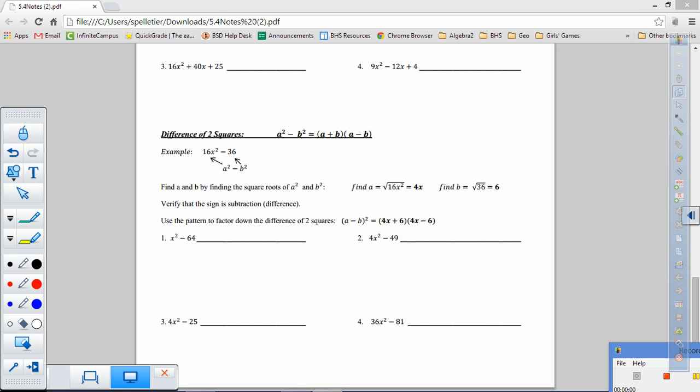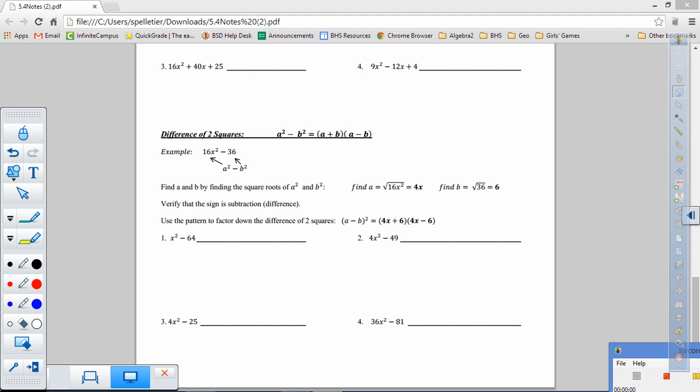All right, difference of two squares. Again, this is something that can save you a little bit of time if you're able to take a little bit of what you're working on, and if you're able to just kind of tell that those are perfect squares, then you're going to save yourself a little bit of time.